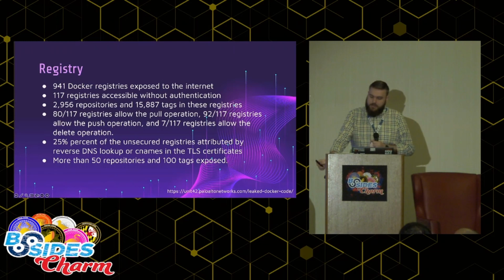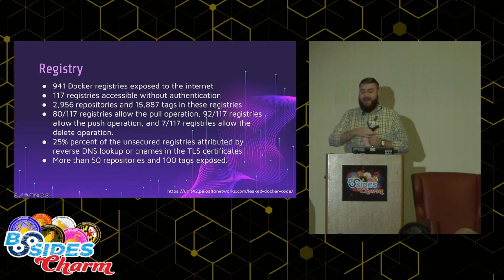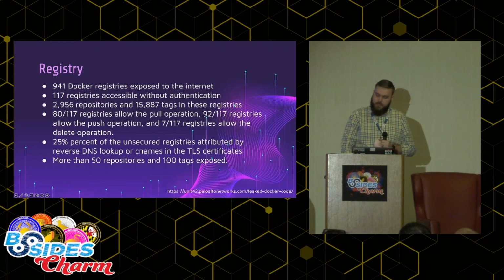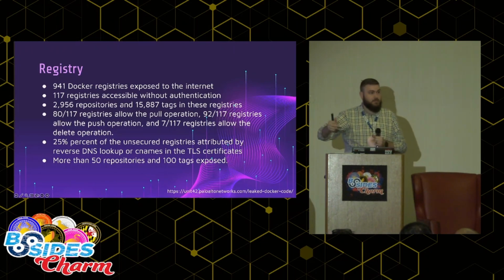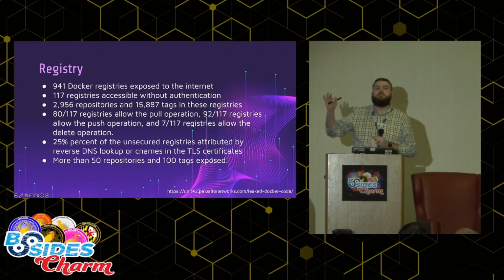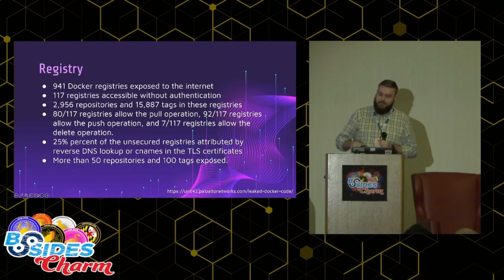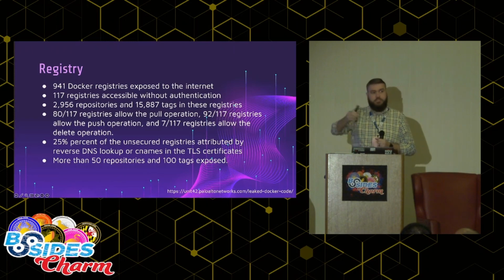Our research identifies 941 registries exposed to the internet and 117 registries accessible without authentication. There are a total of 2,956 repositories and 15,887 tags. Whenever you build an image, it tags it, so that's a bunch of unique images or versions of images. Out of the 117 unsecured registries, 80 of them allowed the pull operation. 80 of them allowed you to just pull down their code without any authentication.